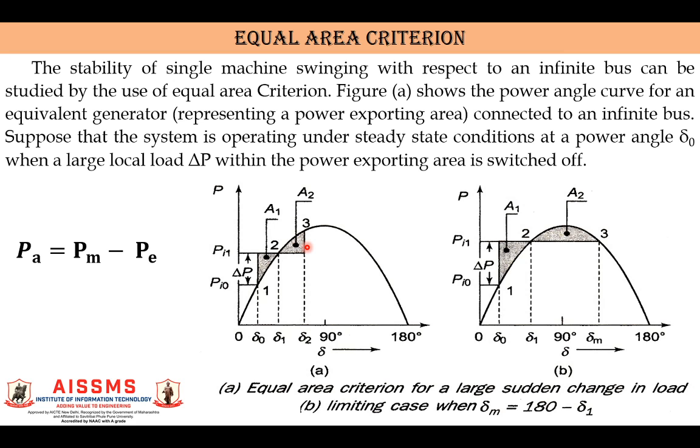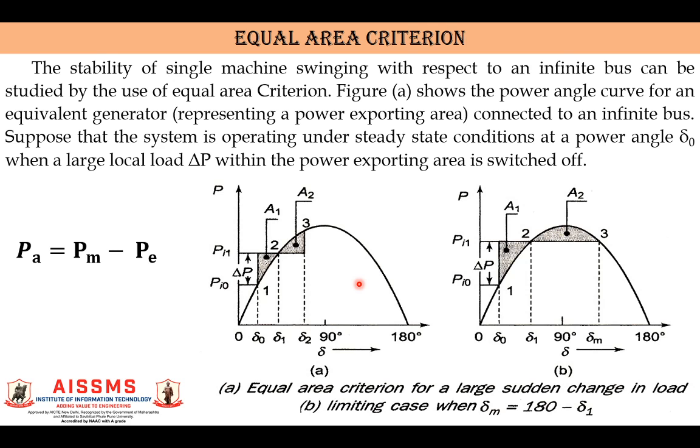So to know whether the system is stable or unstable, if the two areas are equal, then the system is called a stable system. This criterion is called the equal area criterion, because the stability of the system can be checked by the two areas, that is area A1, the accelerating area, and area A2, the decelerating area. When both these areas are equal, the system will be stable, and when both these areas are unequal, the system will be unstable. So this criterion is called the equal area criterion.